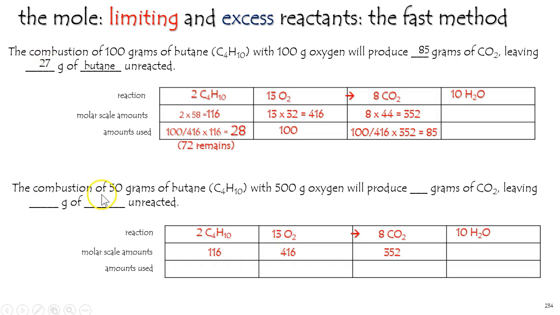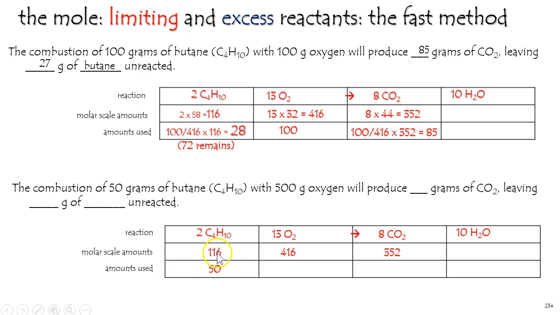The combustion of 50 grams of butane with 500 grams of oxygen, same balanced chemical equation, so I already wrote it down, will leave how many grams of whatever unreacted. But this time they're saying 50 grams of butane, 500 grams of oxygen. That's 10 times as much oxygen. We only need less than 4 times as much oxygen. We got plenty of oxygen. The limiting reactant is the butane. It's all going to be consumed, and that's our scaling factor right there.